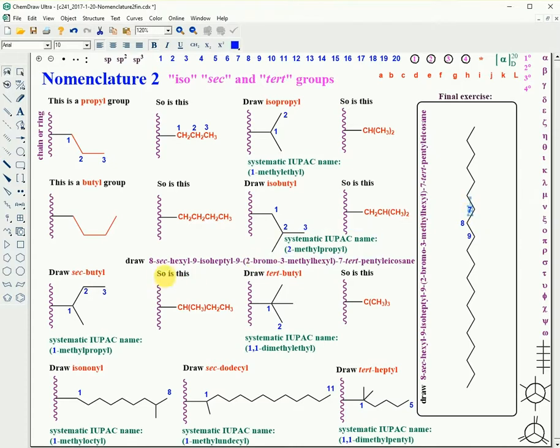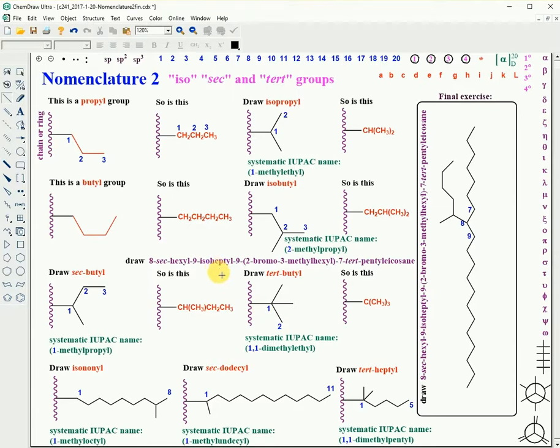Let's get busy. Approach for drawing a sec hexyl is to draw a pentyl first off of carbon 8. 1, 2, 3, 4, 5. Does not have to look pretty. Verifying 1, 2, 3, 4, 5. And the branch goes on the immediately attached carbon, the one attached to the chain, to make it a sec group.